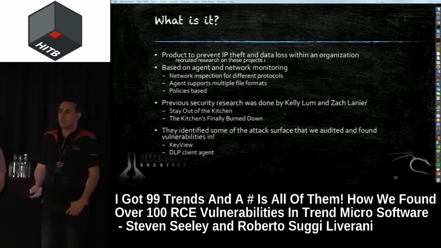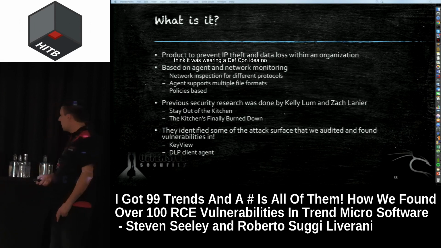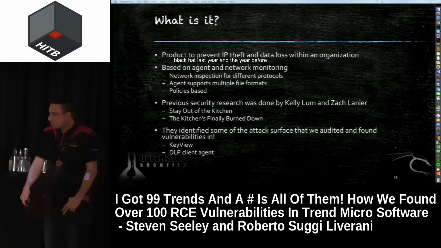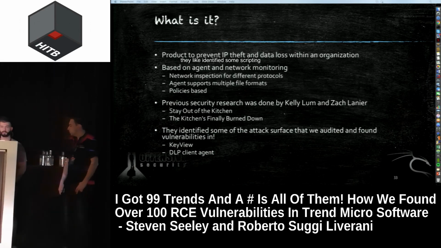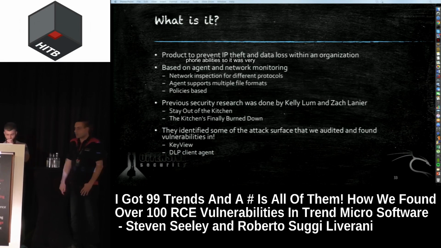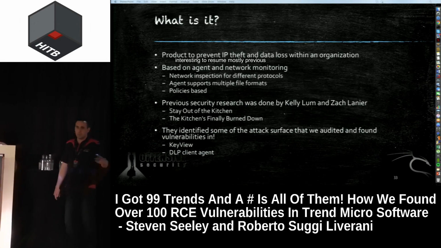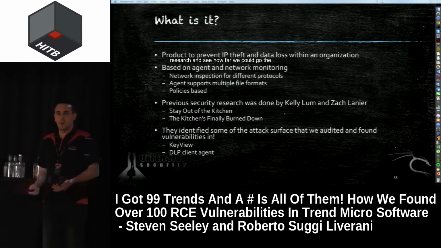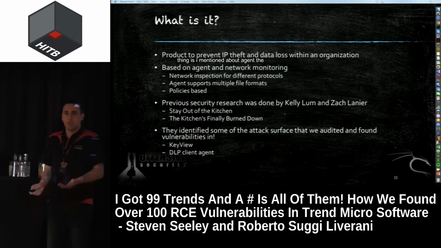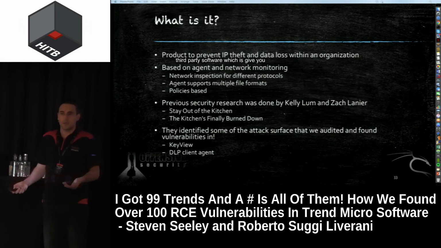And there was previous research on these products. I think it was at DEF CON, I think. Yeah, no, Black Hat. Black Hat last year and the year before, they identified some cross-site scripting stuff, I think. Yeah, they found other types of vulnerabilities. So it was quite interesting to resume the previous research and see how far we could go. The other thing is, I mentioned the agent. The agent software also includes other third-party software, which is KeyView, and we will see that in a moment.